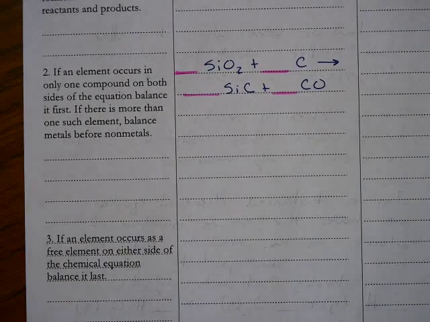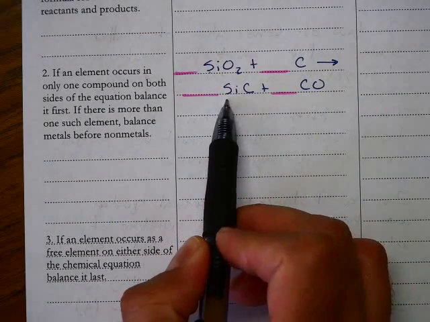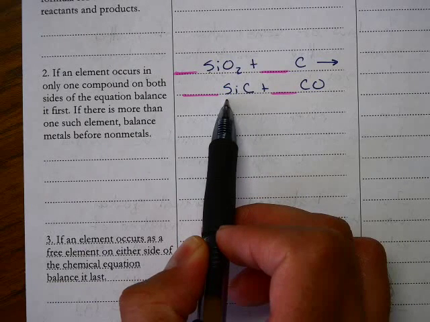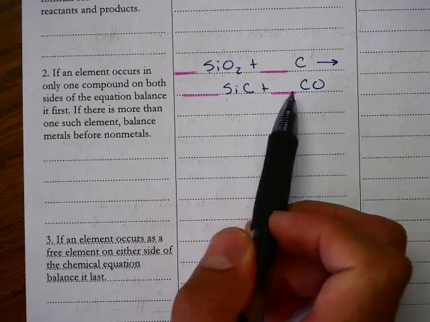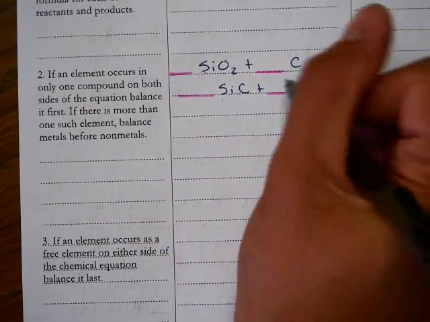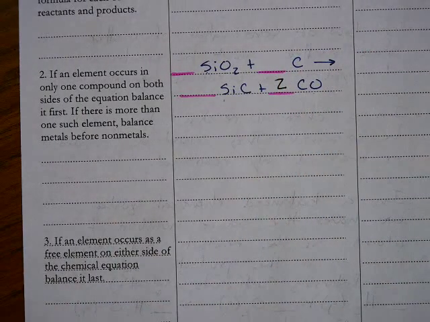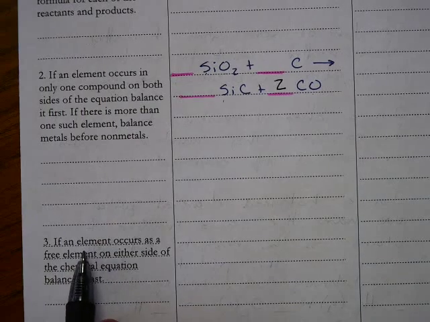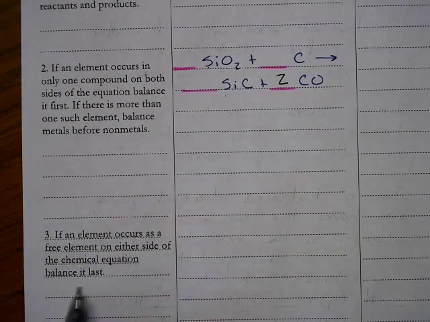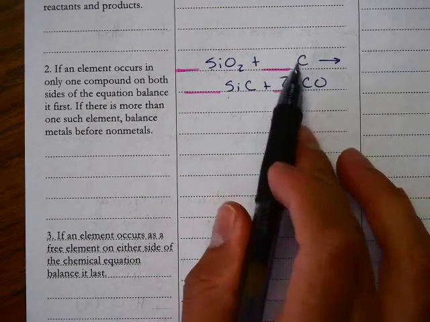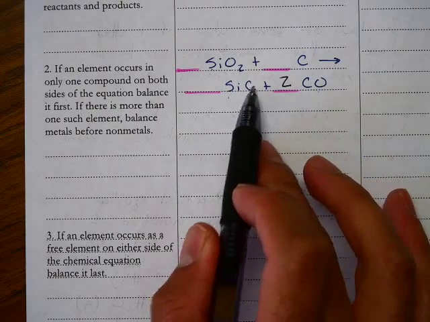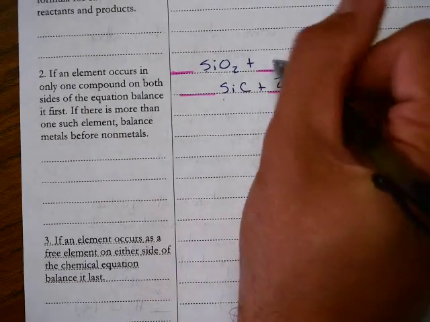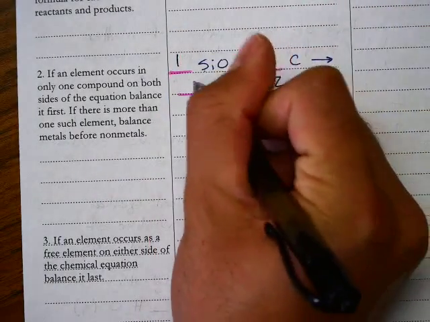Alright, so we have 1 silicon and 1 silicon. We're good, right? It's balanced. Alright, we have 2 oxygens and 1 oxygen. So how many carbon monoxides am I going to need? 2. Alright. And then we're now down at step number 3, where it says if an element occurs as a free element on one side, you balance it last. So carbon is the last thing we're going to balance. How many carbons do I have here? And a third one? So what do I need here? 3. So the coefficients are 1, 3, 1, 2.